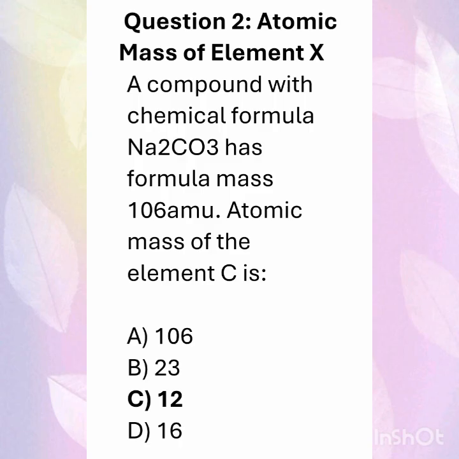Now question number 2 is the atomic mass of the element X. A compound with the formula Na2CO3 has the formula mass of 106 AMU. You have to find the mass of the element C. Now according to the periodic table, the mass of carbon is always 12, so the correct option will be 12.